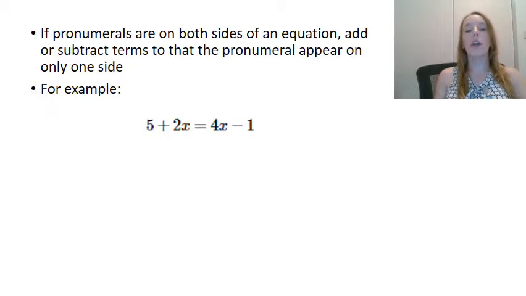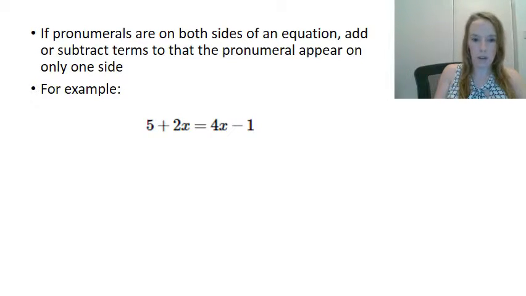Okay, so if we have a pronumeral on both sides of the equation, in our example here, we've got x on both sides. We've got 5 plus 2x on the left-hand side, and on the right-hand side, we've got 4x take 1. So we've got that variable x on both sides. If the pronumerals are on both sides of the equation, what we're going to do is add or subtract the terms so that the pronumerals only appear on one side. So what does that mean? Well, let's do this example.